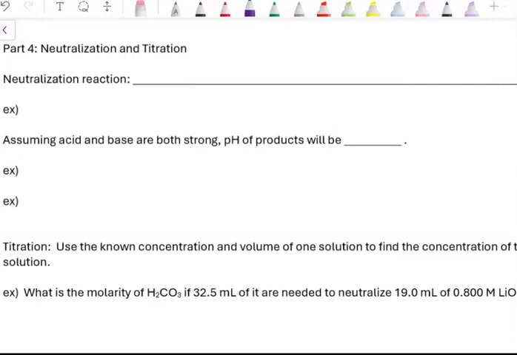So today we are going to talk about neutralization and titration. A neutralization reaction, as you might guess by the name, is going to result in neutral products. Basically, the formula is acid plus base is going to yield water and a salt. And by salt, we just mean ionic compound.